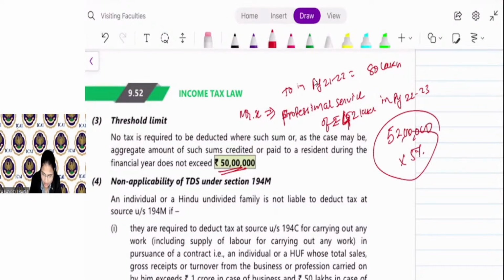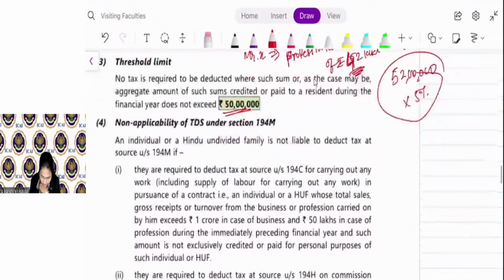See, Mohammed, the turnover limit is given to check whether 194J is applicable or not. It is not the transaction, it is the turnover of last financial year. In the second case, 194M is also not applicable because the value of service is less than 50 lakh. It is less than the monetary limit given under the section. Clear, Mohammed? Yes or no?